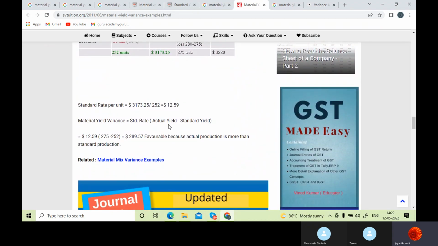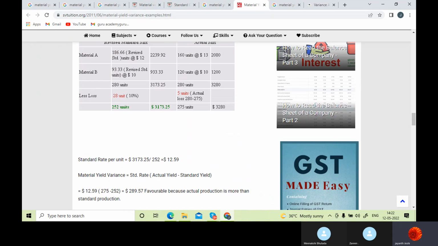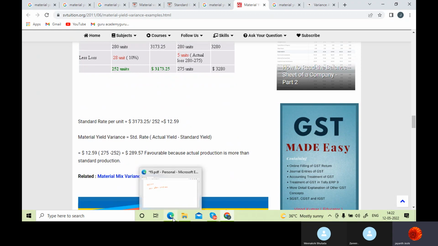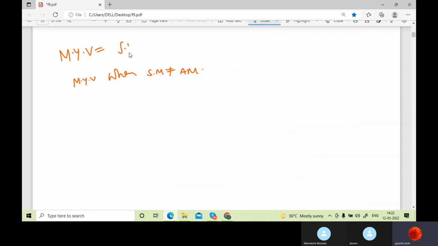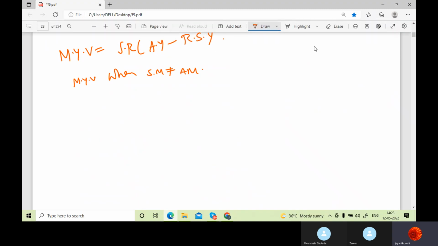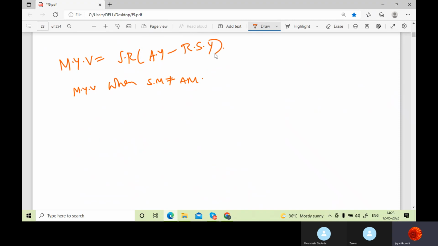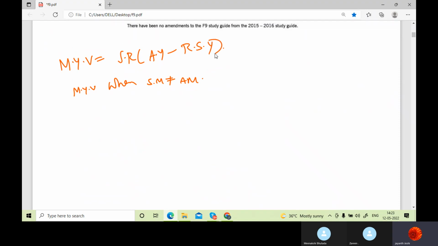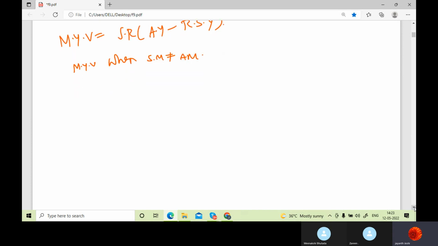Standard rate into actual yield minus revised standard yield. Why this revised standard yield? Because we need to convert the standard into actual terms. Standard input into actual terms. So standard yield will be converted in terms of actual yield, and we'll get the revised yield. I'll tell you how to go about this. Simple question. You can write down the formula.